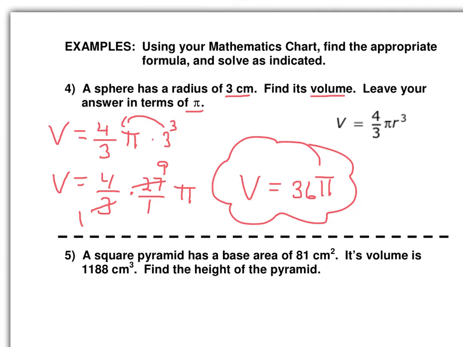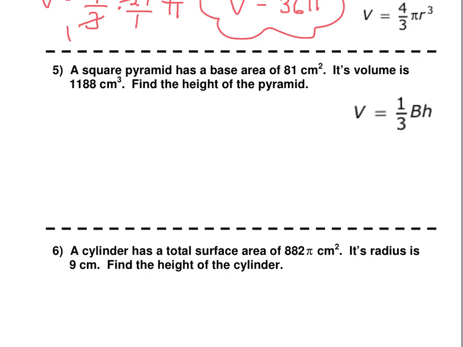All right, let's do 2 more. For this problem, we need the volume of a pyramid, which I've put right here. On your measurement chart, you have all of these particular formulas. You just have to learn how to use them. V stands for volume. The capital B stands for the area of the base of the pyramid, and the H is the height.